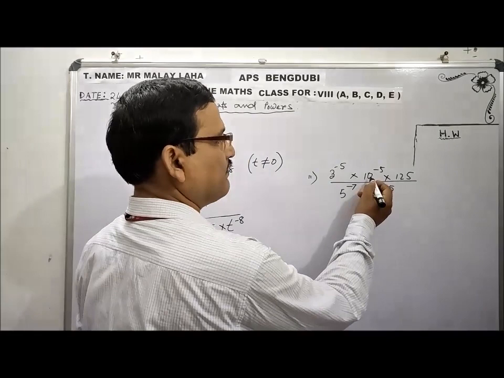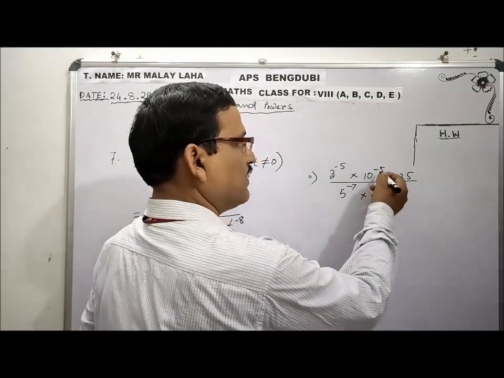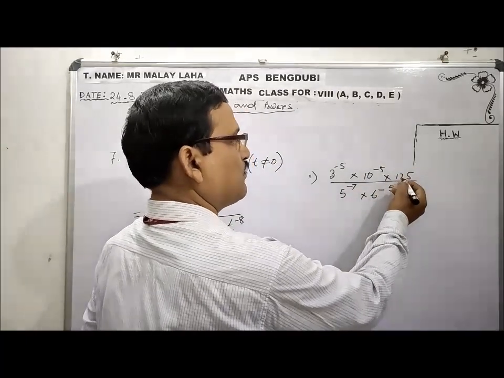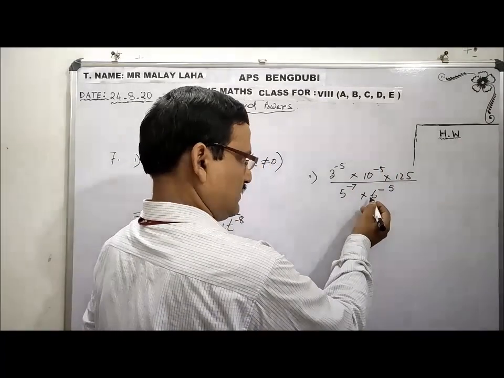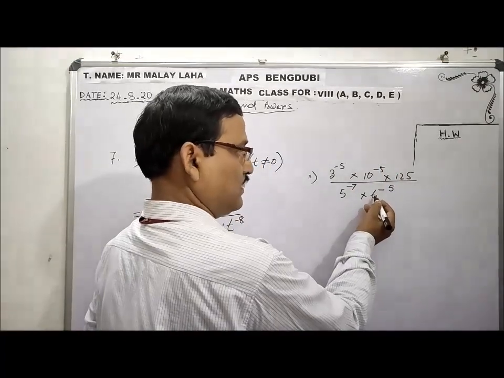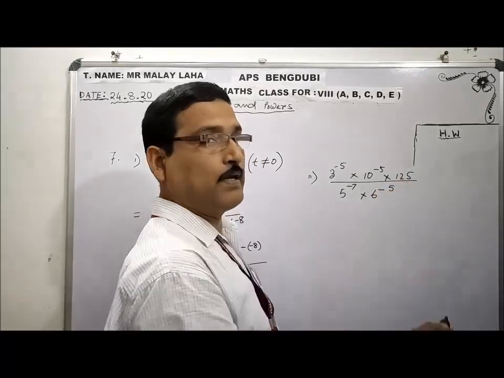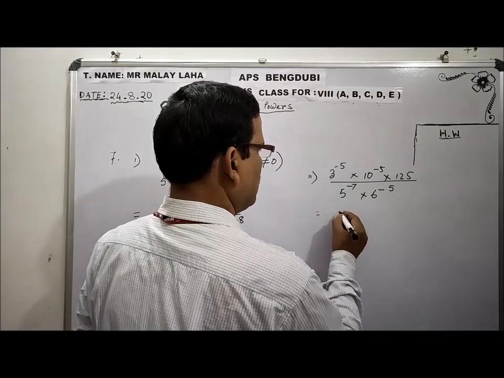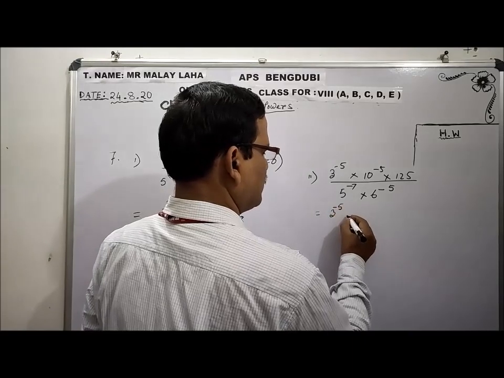So here 10 can be written 2 into 5, and then power minus 5 will be on 2 and also on 5. 125 can be written 5 raised to 3, 5 cube, and 6 can be written 2 into 3. So 2 raised to minus 5, 3 raised to minus 5. That minus 5 will be on both. So I can do in one step, or you can extend the step. Okay, for your convenience, I am just extending.